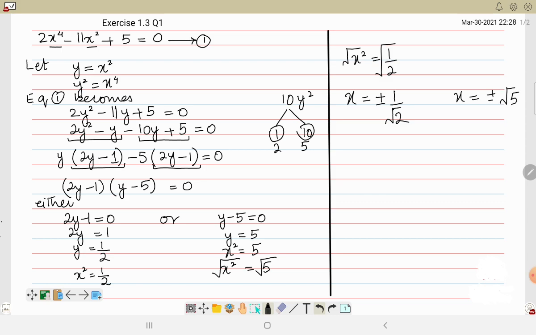Now we got all the answers of x, so we'll write at the end the solution set. Since we are using the term set, we'll use the curly brackets and we'll write the solution set: plus minus 1 by under root 2 and plus minus under root 5. So this is the complete answer.